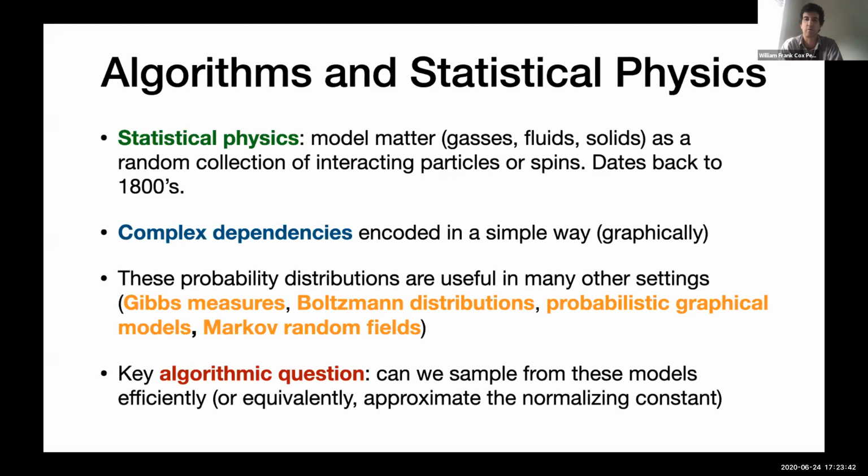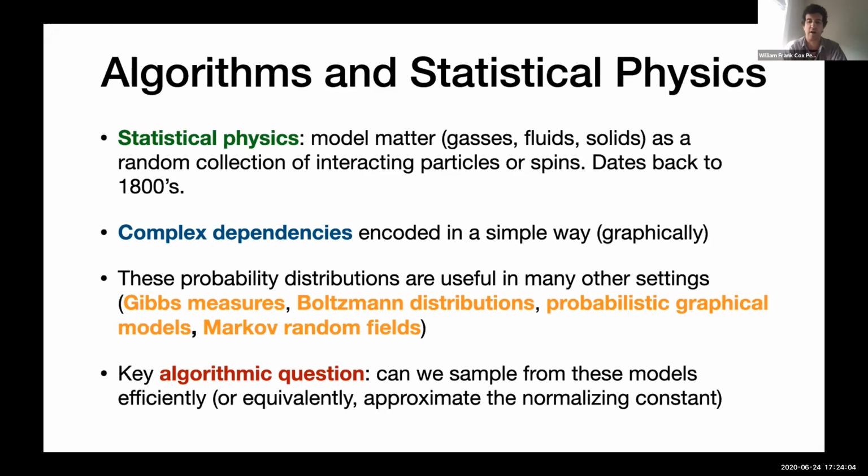Now, the algorithmic question related to these models is, can you sample from these models efficiently? And because the probability distribution is defined in terms of relative weights, an equivalent formulation is, can you approximate the normalizing constant that makes this a probability distribution? And this will depend on the model, depend on the graph, and depend on the parameters. And in particular, a physical phenomenon, phase transition, which I'll explain in a couple of slides, actually seems to interact in interesting ways with whether or not there are efficient algorithms to do this sampling task.